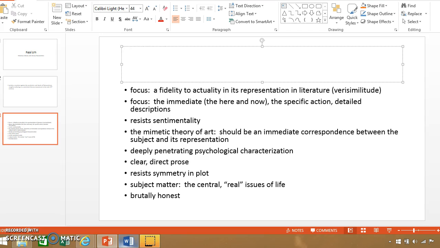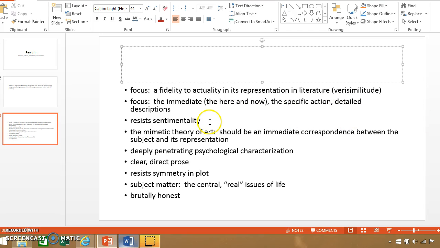The characteristics of realism: there was a focus on fidelity to actuality in its representation in literature. In other words, trying to be as realistically representational as possible, to make it as close to the real thing in life, in person as possible, which is called verisimilitude. Focuses on the immediate, the here and now, the specific action, the detailed descriptions, almost on the microscopic level, moment by moment.